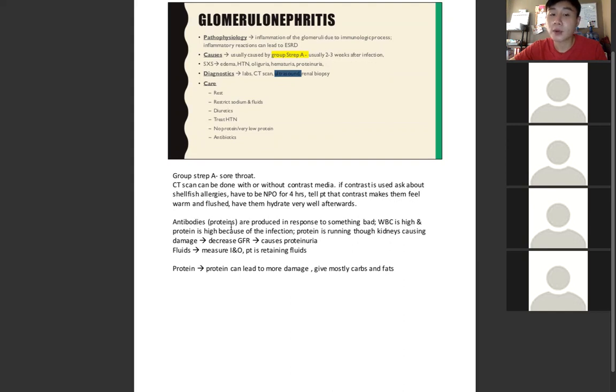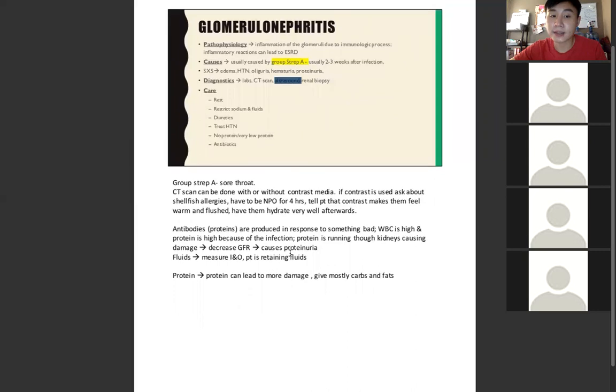Antibody proteins are produced in response to something bad. White blood count is high and protein is high because of the infection. Protein is running through the kidney, causing damage. Decreased GFR, causing proteinuria. We need to measure I&O, and the patient is retaining fluid in this case. Protein can lead to more damage, so give mostly carbs and fats.